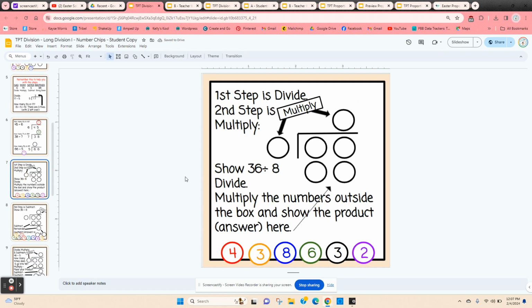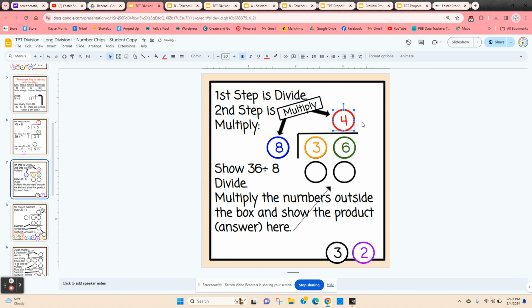The next slide, students are going to be doing the very first 2 steps. So they're going to first place the numbers, so they should know how to do that by now. 36 divided by 8. So the first step is divide. 8 goes into 36 4 times. And then the second step is multiply. They're going to multiply these numbers outside the box. 8 times 4 is 32. So that's just the first 2 steps.